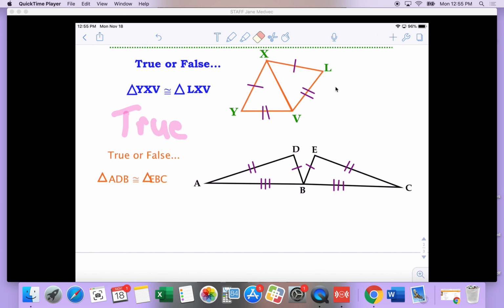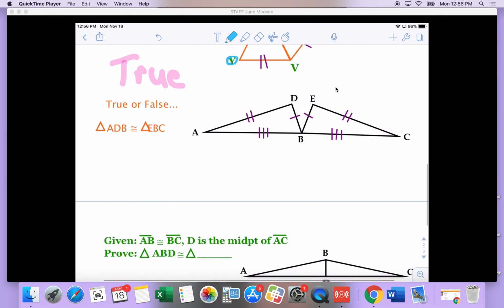If I look closer, Y right here has a 1 hash and a 2 hash that's hugging it, and L has a 1 hash and a 2 hash that's hugging it. And then when I go to the X, it has a 1 hash and a no hash, and the other X has a 1 hash and a no hash, and then finally V. V is the leftover. Okay, let's go to the next one.